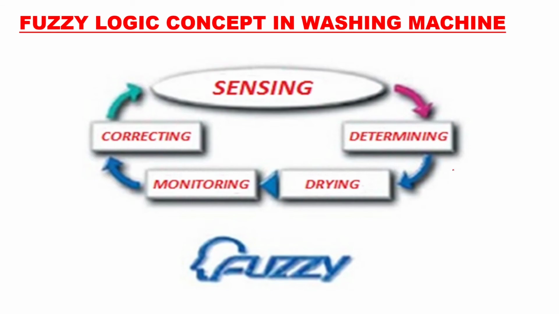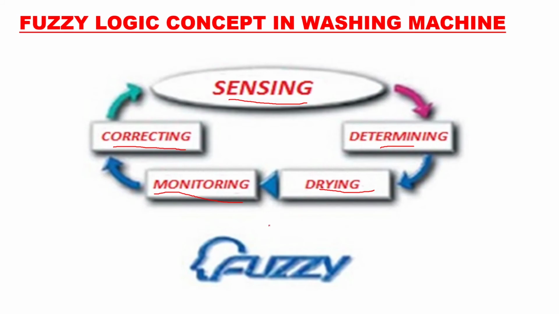Now, this type of smart work, where the washing machine uses minimum water or minimum soap required for that type of clothes, all that optimization when you do it, is called the fuzzy logic concept in washing machine. So here we have shown a diagram where you do monitoring, and then you do correcting. You're going to sense them, those parameters are determined, and then they go for drying. So this is what you're going to have, the parameters from the sensors.